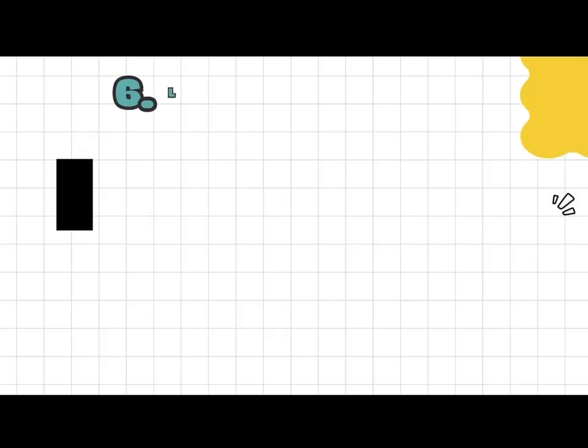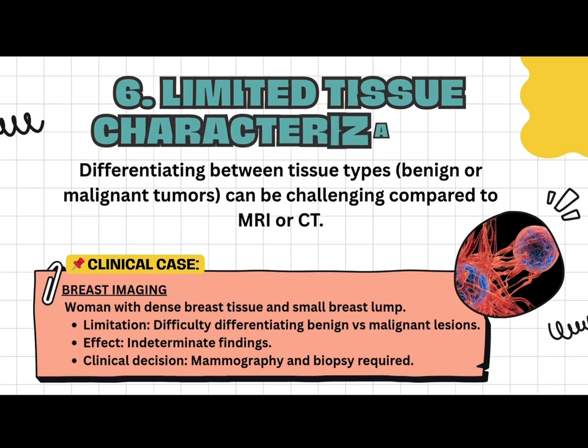Lastly, it has limited tissue characterization. Ultrasound has limited ability to differentiate tissue types. It is often difficult to clearly distinguish between benign and malignant tumors compared to MRI or CT scans. This limitation means that ultrasound findings are sometimes inconclusive and require further investigation.